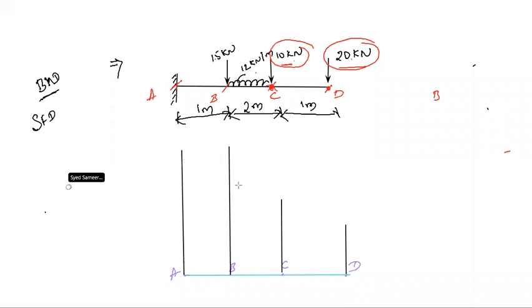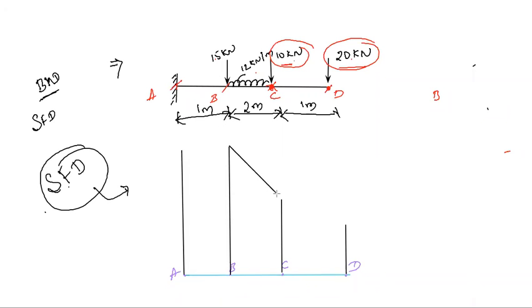Okay. Once we do this, the next step is, while you are joining these lines, make sure that if there is a UDL, keep in mind that now we are drawing the shear force diagram. For the shear force diagram, whenever there is a UDL, it should be an inclined line.